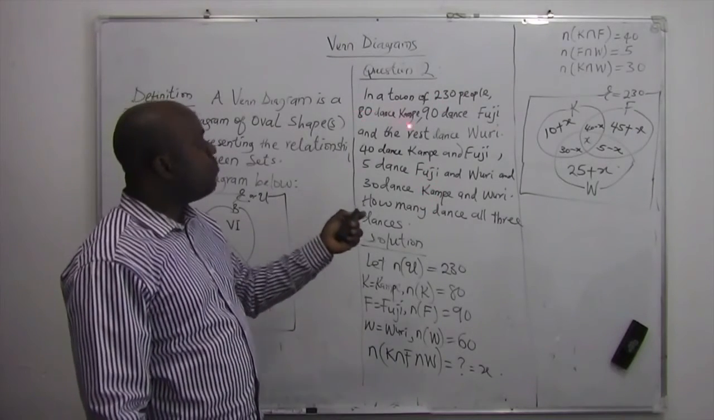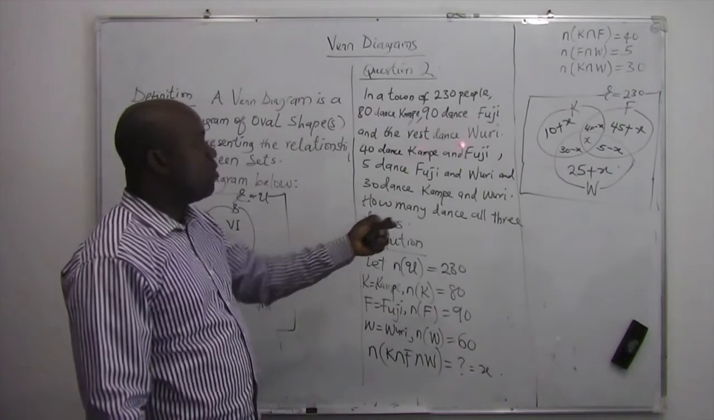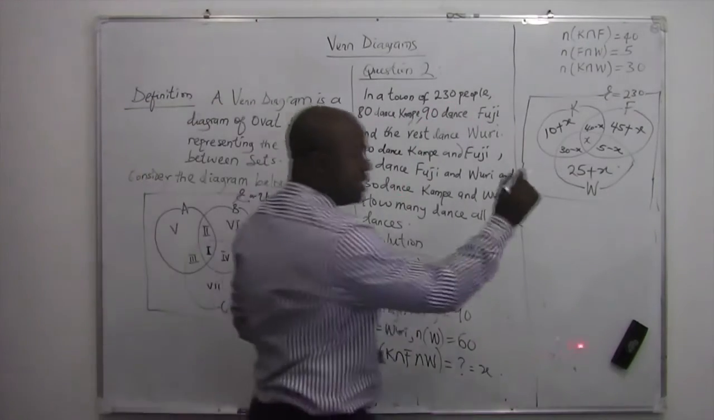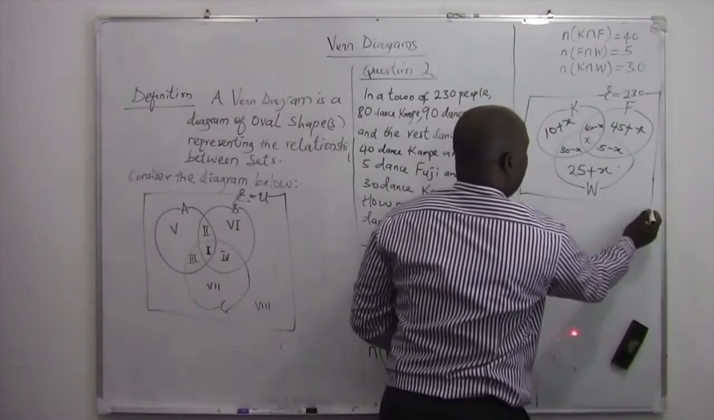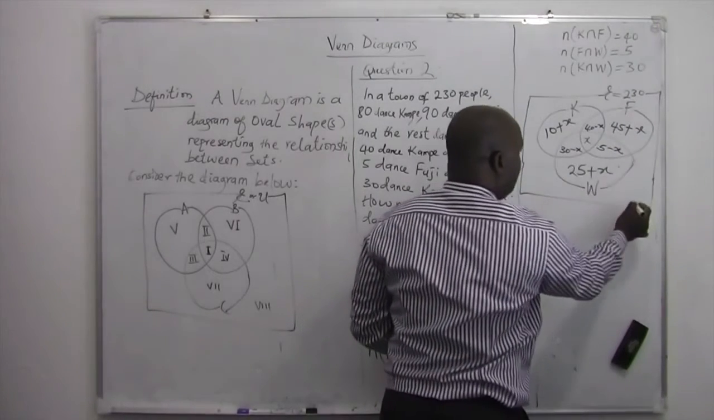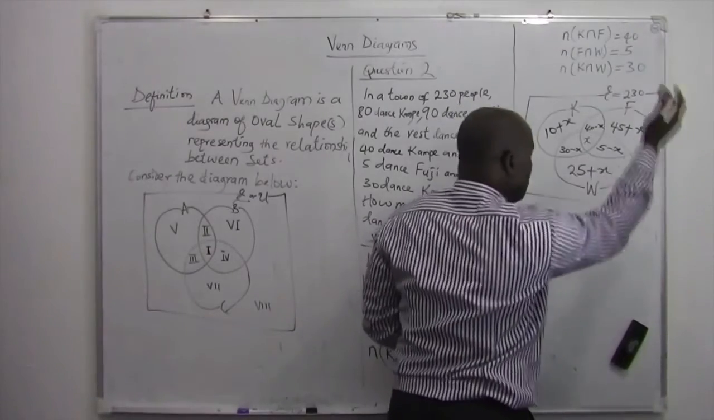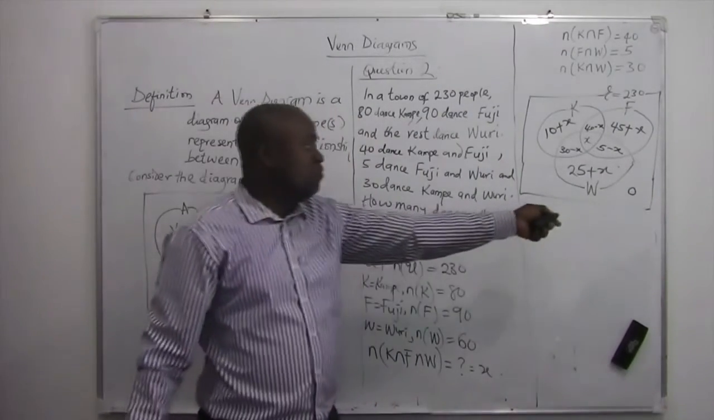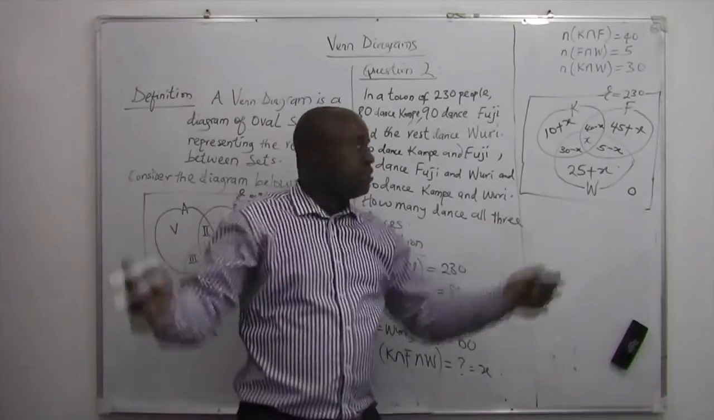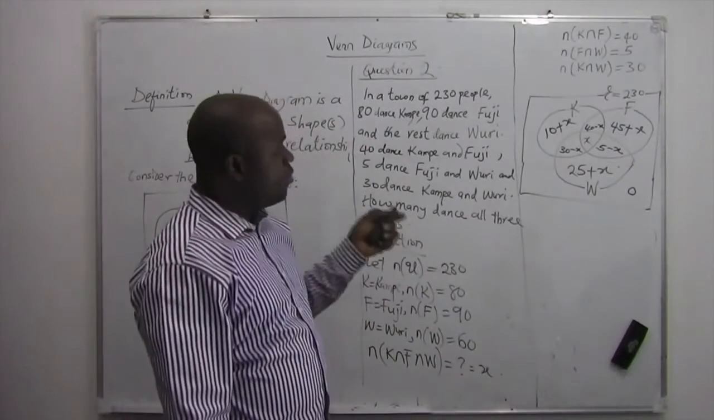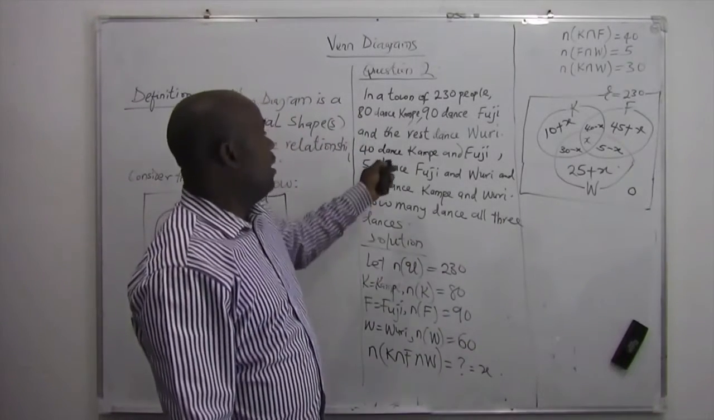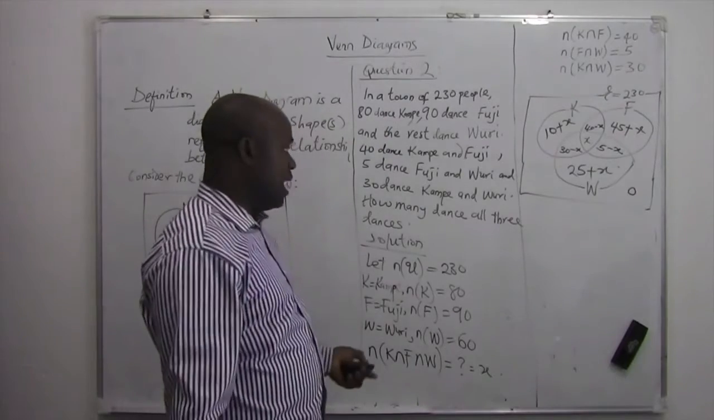Either you are in Kampe or in Fuji or you are in Wuri. What does that tell us? It means that outside the oval shape, within the rectangle, we don't have anything there. So for emphasis sake, either we leave it blank or we just put 0, telling us that there's nobody that is not dancing any of the 3 dances.